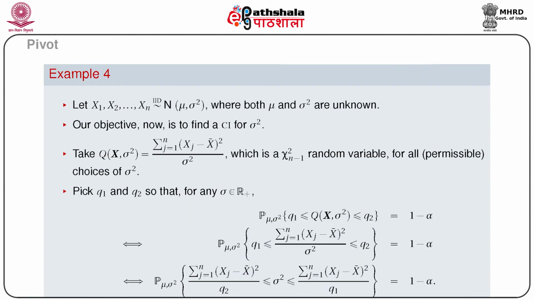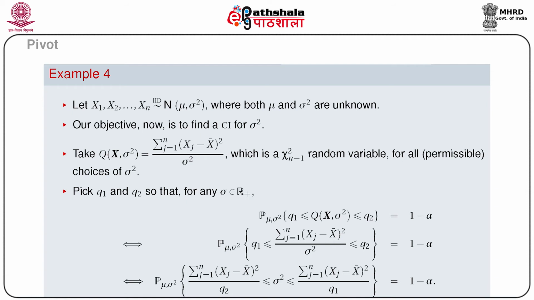We consider our fourth example. Let X1, X2, ..., Xn be a random sample of size n from a Normal(mu, sigma square) population. Suppose we want to find the shortest length confidence interval for sigma square. Since mu and sigma square are both unknown, here we use the pivot Q equals the summation over i from 1 to n of (Xi minus X bar) whole square divided by sigma square. And we know that Q follows chi square with n minus 1 degrees of freedom for any mu, sigma square.